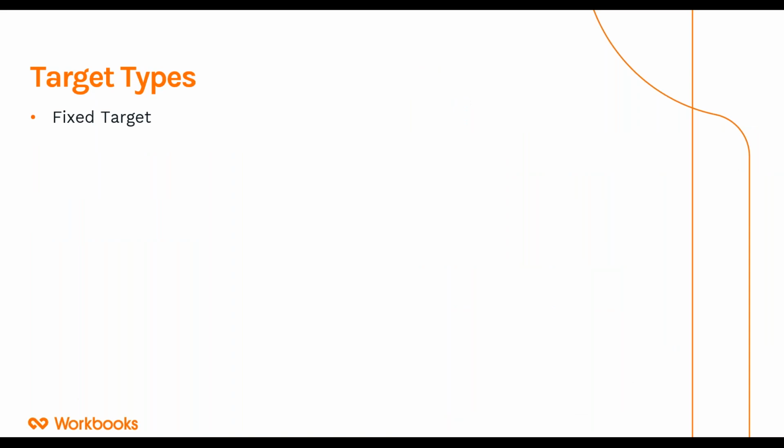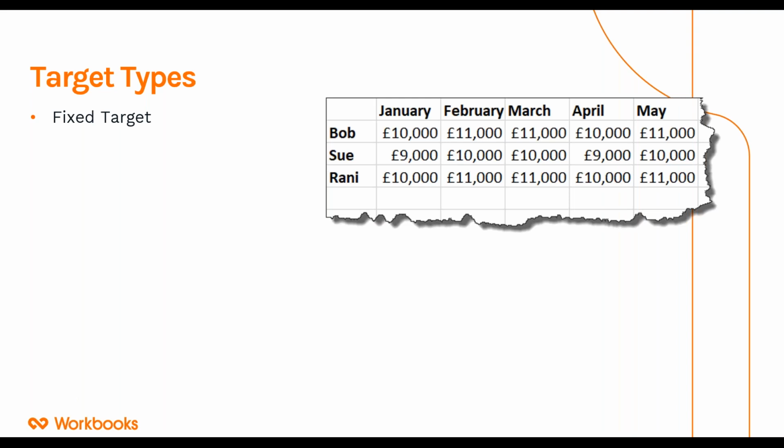I mentioned 2 main target types, and I'm starting with fixed targets. I'm talking here about the kind of targets that are for maybe a specific person or a specific team, or maybe something like a target for sales of a particular product, and where you have a target that you want that person, that team, or the product to achieve regardless of other factors. For example, in this little snippet here from Excel, it shows a target sales revenue each month for various salespeople.